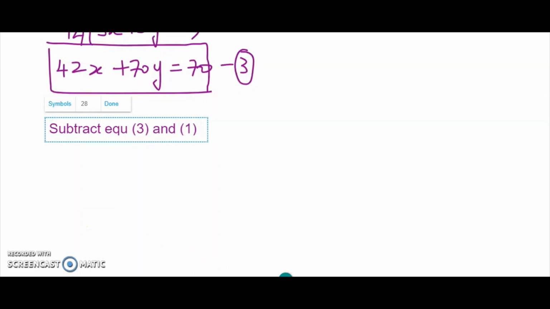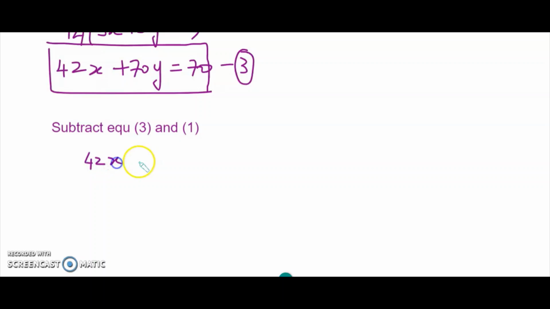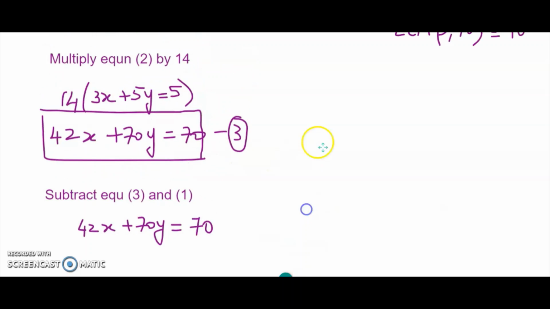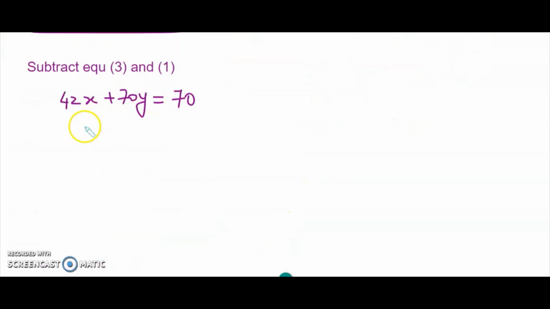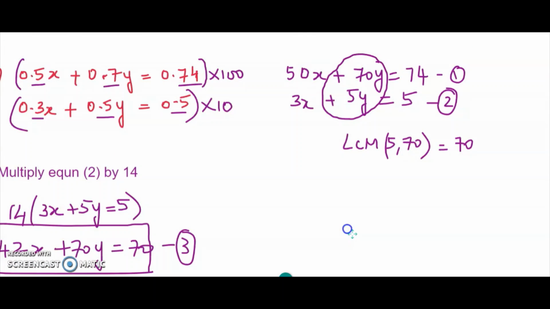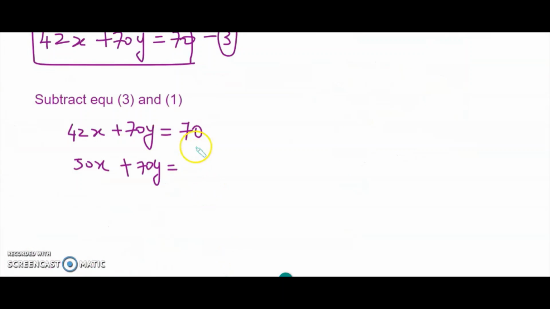So let me put equation 3 first. It's 42x plus 70y equals to 70. And the other one was, sorry, 50x. Okay, 50x, 70y is equals to 74. Yes, 74. And let me write this even in a better way. Okay, what we have to do? Subtract. So the sign for the bottom one will change.